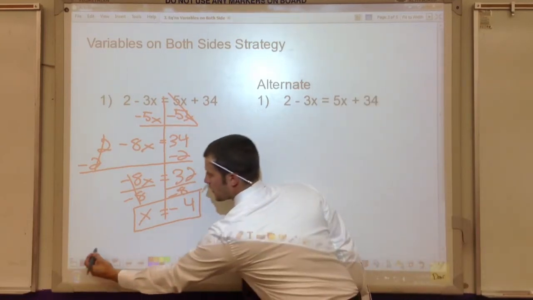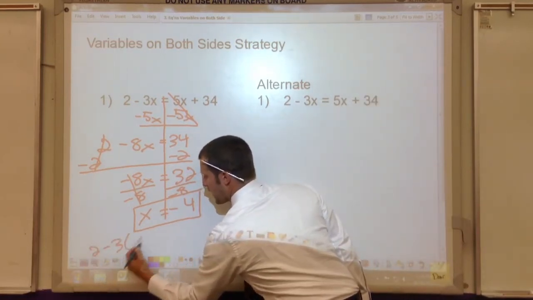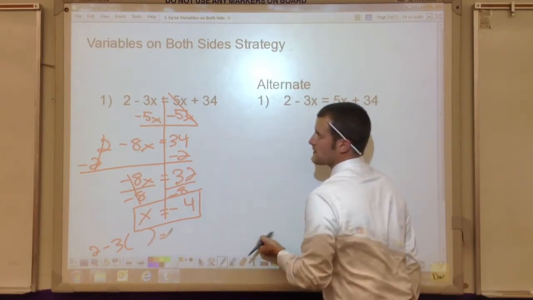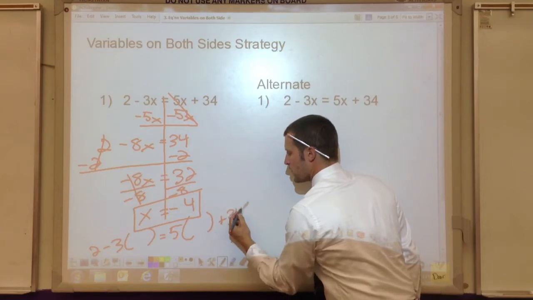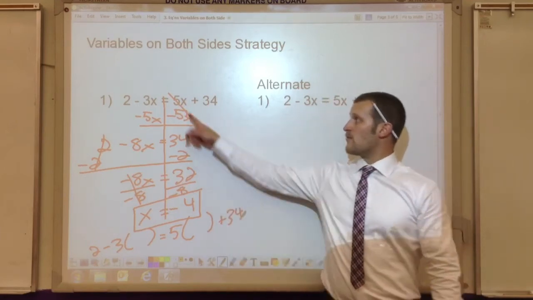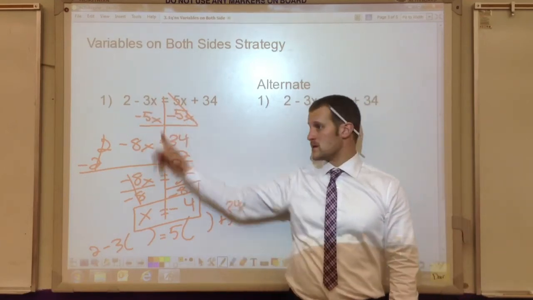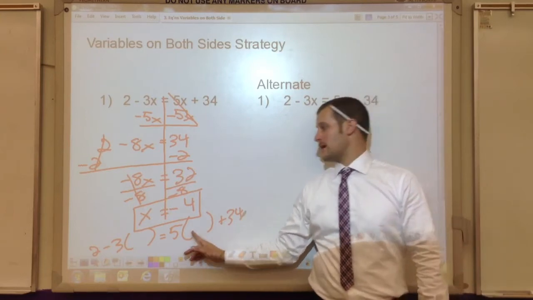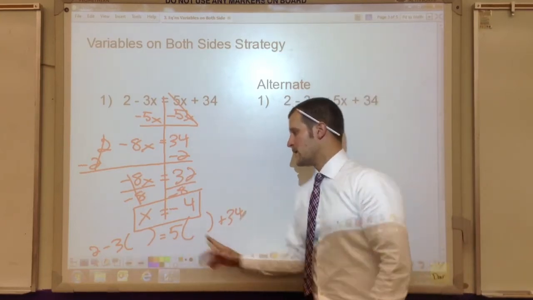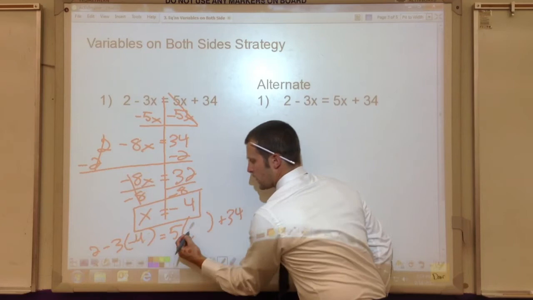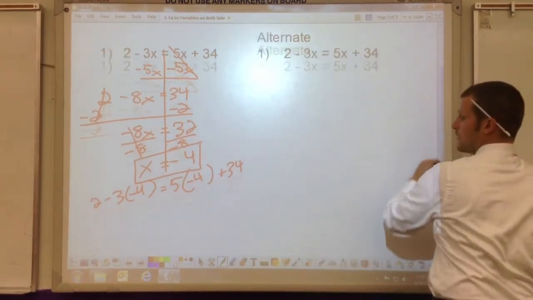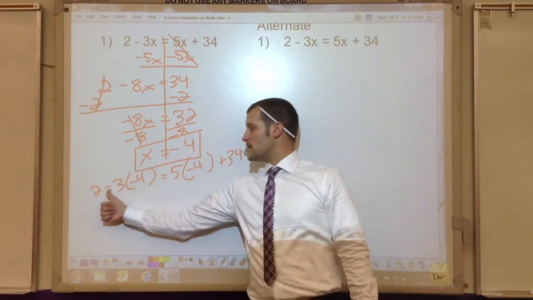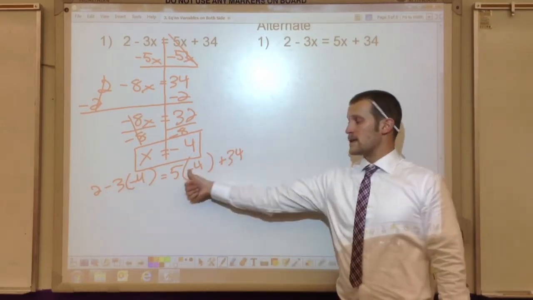So I started out with 2 minus 3x equals 5x plus 34. Notice, I have multiple x's in the beginning. So when I plug it in, I plug in x multiple times. Negative 4 goes there, negative 4 goes there. Now, I have to do the things on this side and do the things on this side.